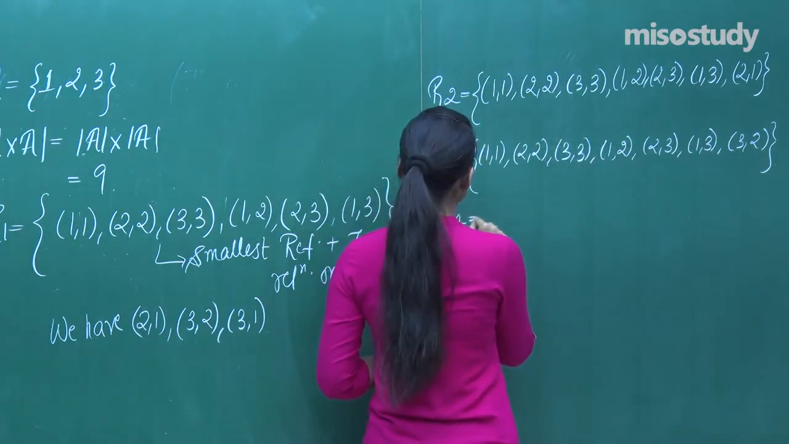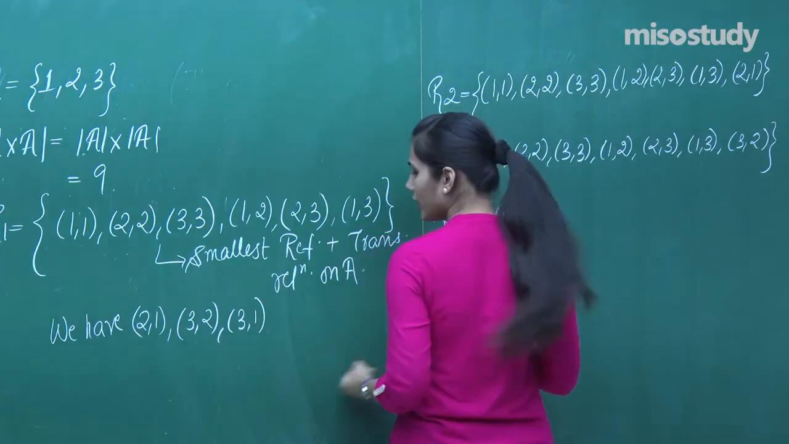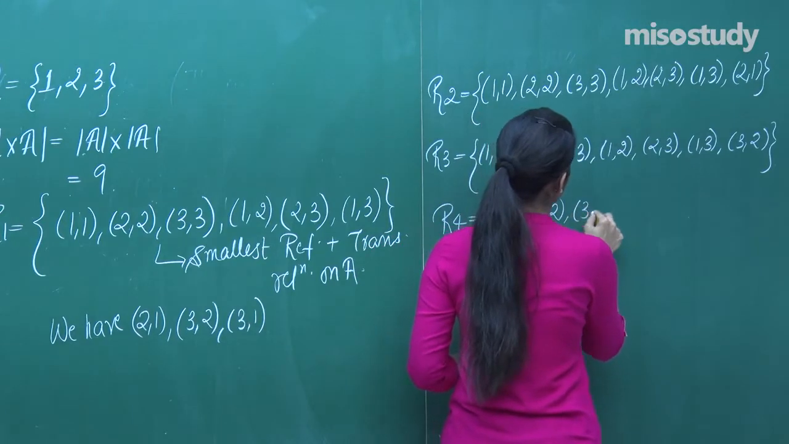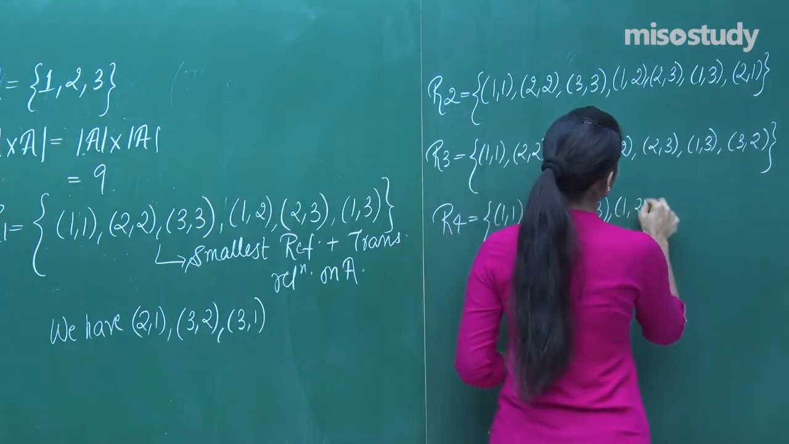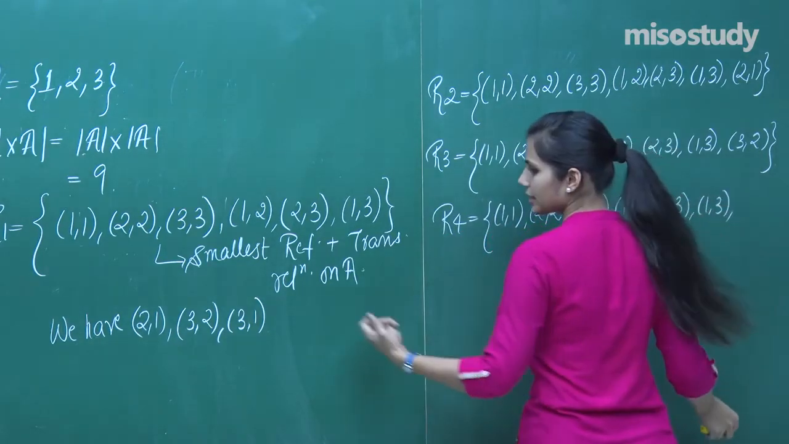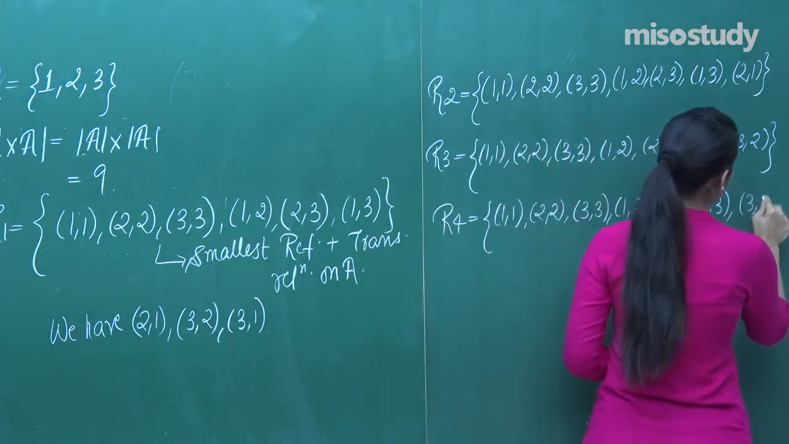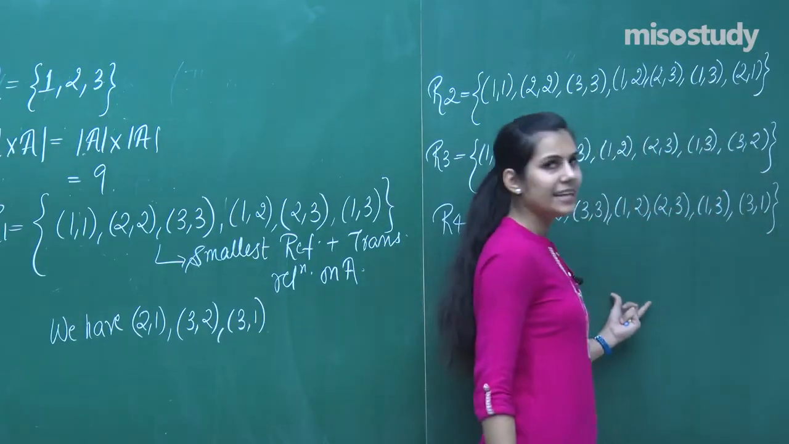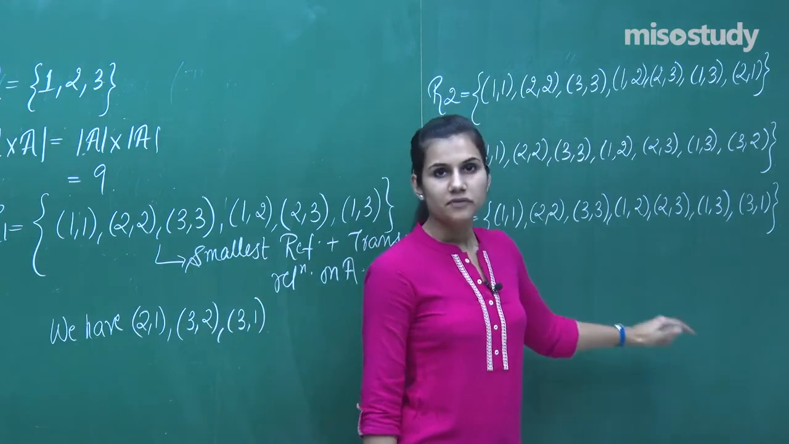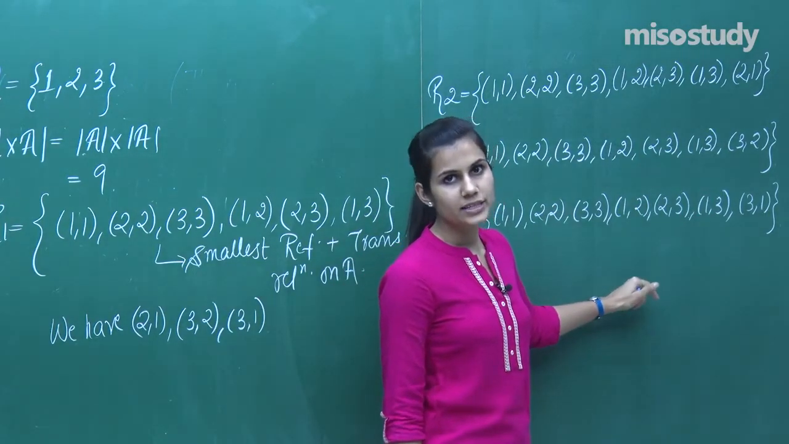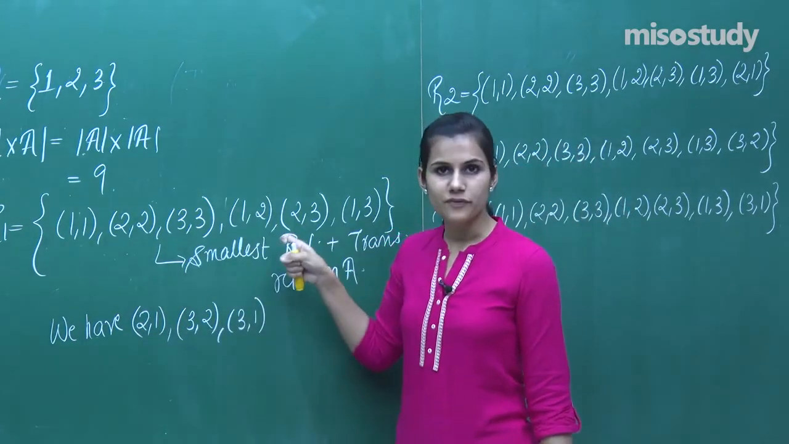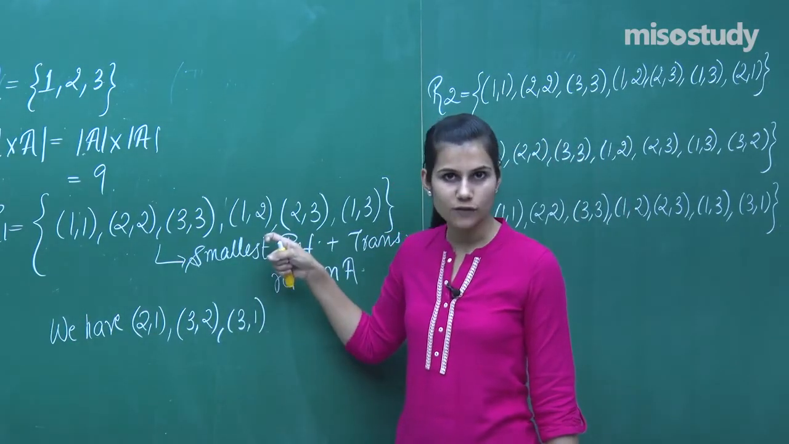Similarly, in R4, if I adjoin (3, 1) in R1, so it becomes what? (1, 1), (2, 2), (3, 3), (1, 2), (2, 3), (1, 3) and this time (3, 1). Again, it is reflexive, transitive but not symmetric. Now you are going to say, if these are your 4 relations which are reflexive, transitive and not symmetric, by plugging in one ordered pair respectively in R1 we have obtained this.